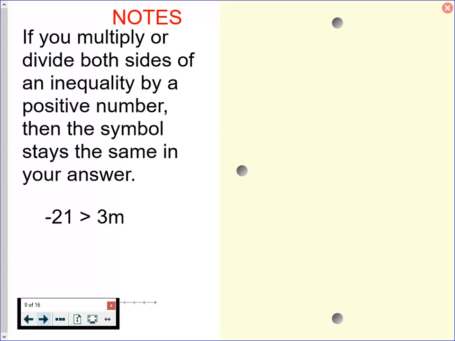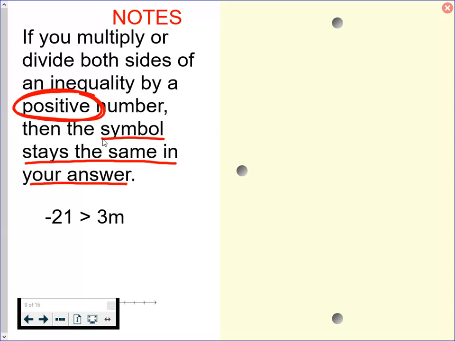To multiply and divide by a positive, not much changes. The symbol stays the same in your answer. You're going to see what I mean more when we do the second one.